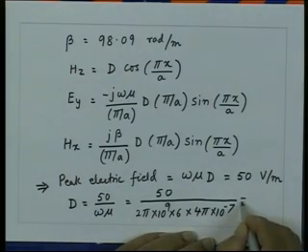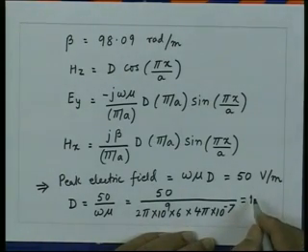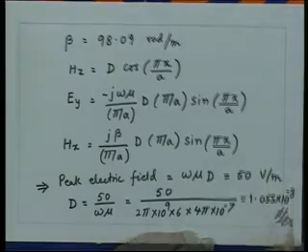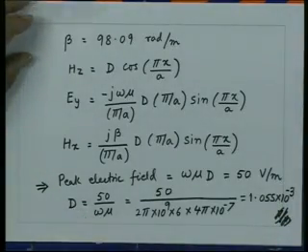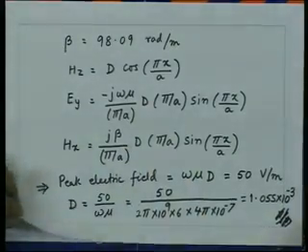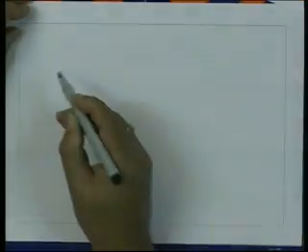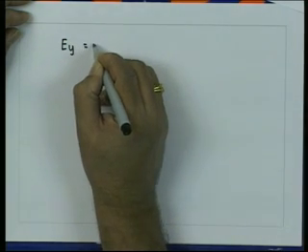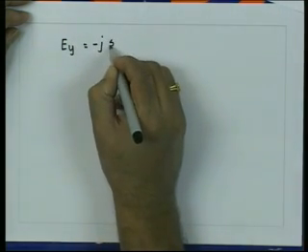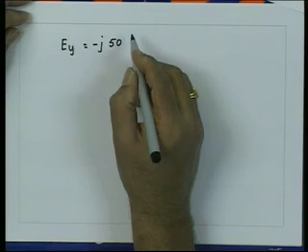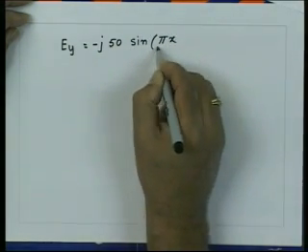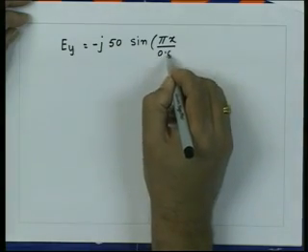That will be equal to 1.055 into 10 to the power minus 3. So, once I get the value of D, then I can substitute into these expressions and I can find out the field components. So, I get now the field components E y, that is equal to minus j 50 sine of pi x upon 0.04.